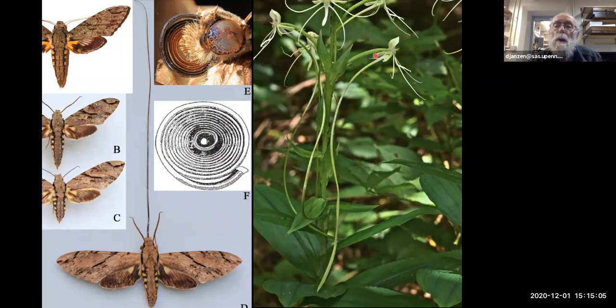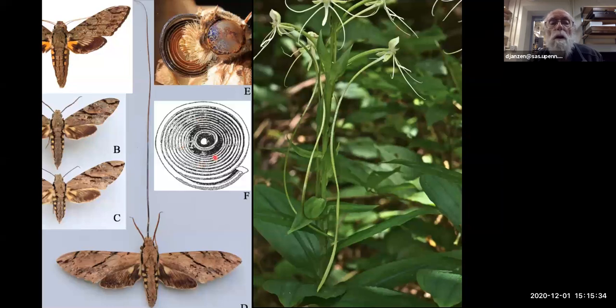So what has happened is this moth hovers in front of this flower and sticks that very long tongue all the way down into here to get nectar. Here's the tongue coiled up underneath the head. So this is an eye right here. This is the coiled up tongue while it's just flying around somewhere. So here's what it looks like in a drawing.